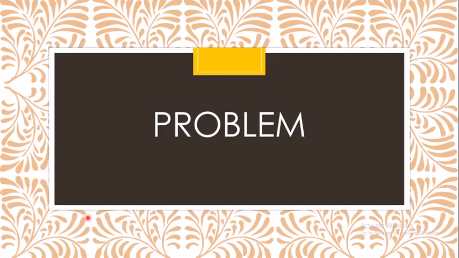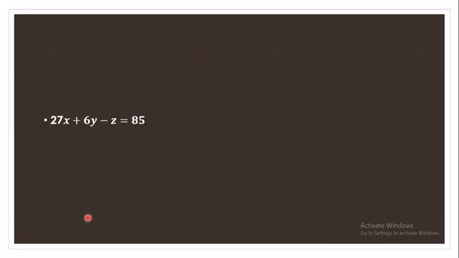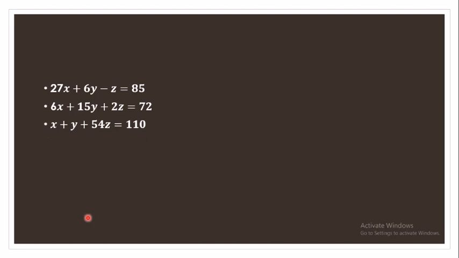The final stopping condition I would like to reveal when we do a problem. So let's move on to a problem. This is the system of equations that is given to us: 27x plus 6y minus z is equal to 85, 6x plus 15y plus 2z is equal to 72, and x plus y plus 54z is equal to 110.